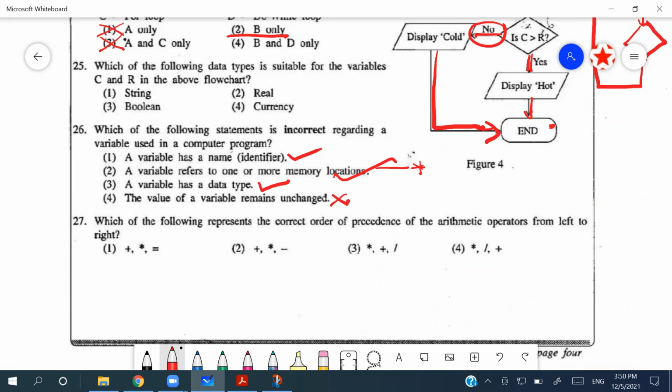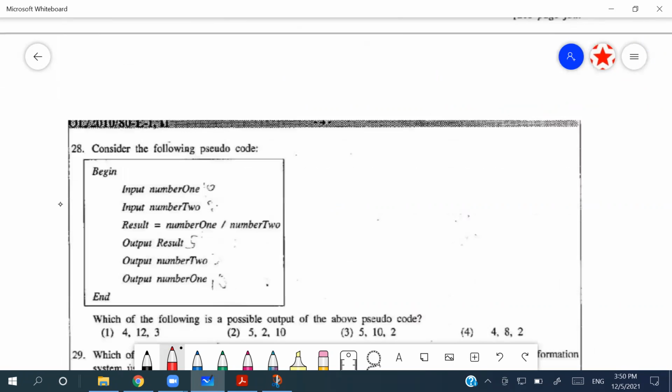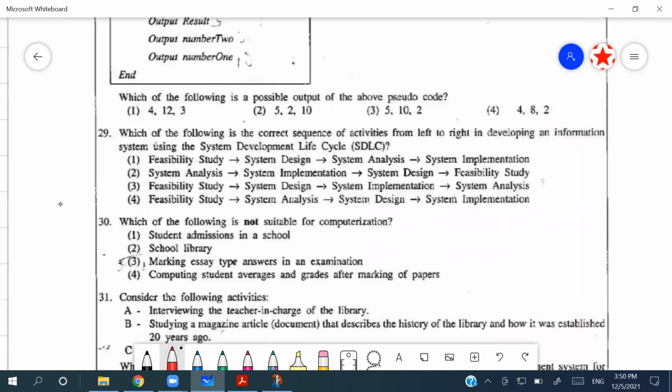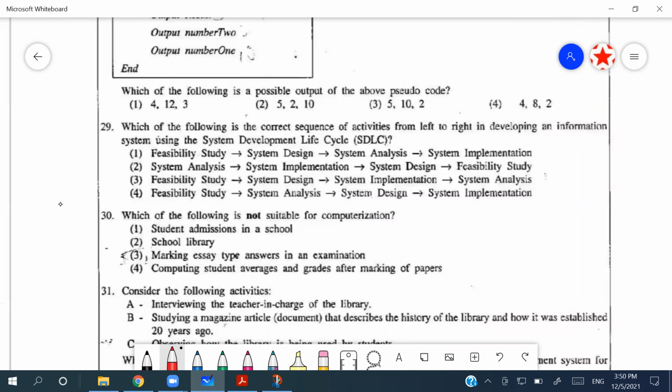After 26, then 29. Okay, Lamai, give me a second.